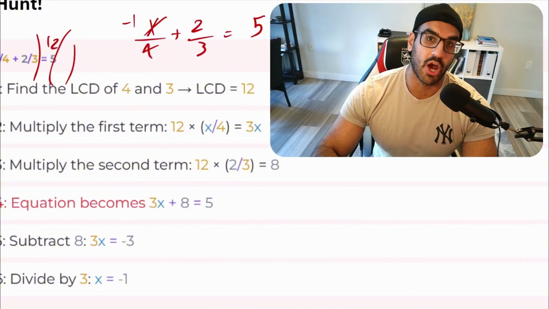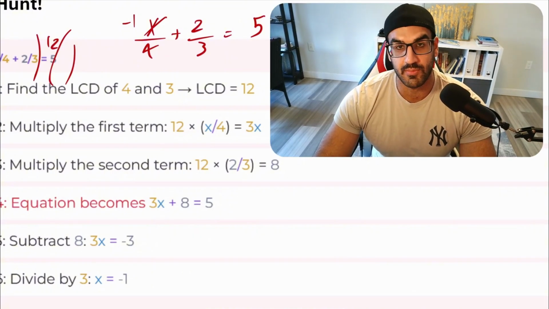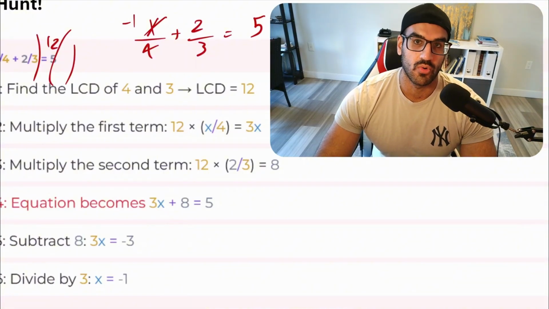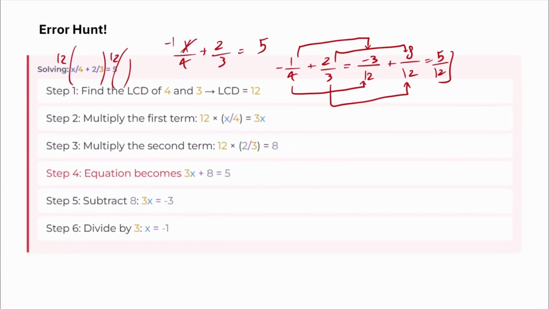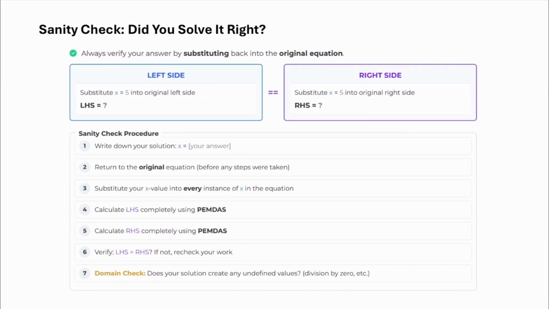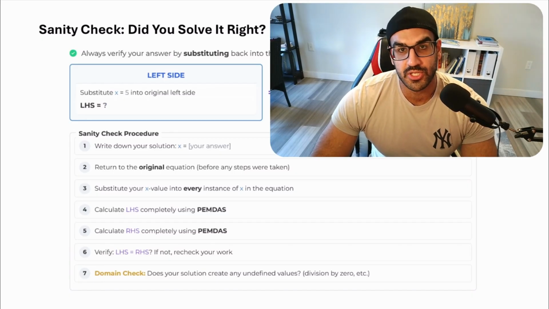So as you can see, obviously 5 over 12 is not going to be the same as 5. So for sure, I know I did something wrong. So this is the way that you can understand whether you did the answer right or wrong itself. So this is the sanity check, as I just talked about.